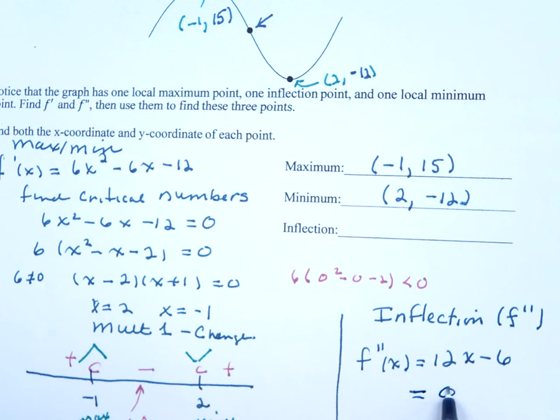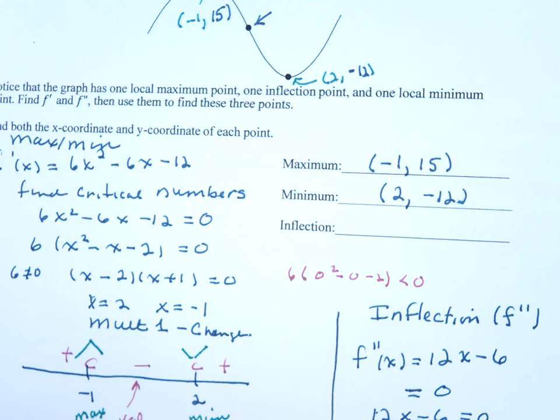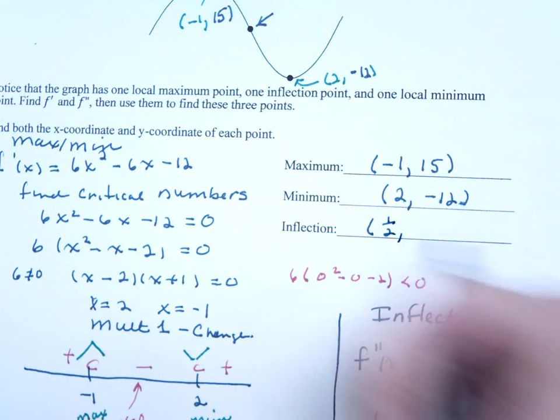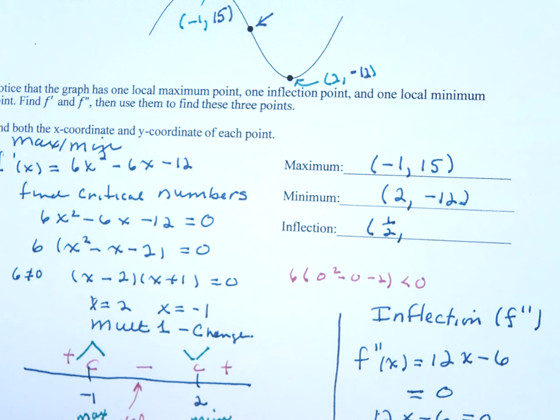And set that equal to 0 to get my critical numbers. So 12x minus 6 equals 0. 12x equals 6. x equals 6 divided by 12, or 1 divided by 2. Now that's multiplicity 1. There will be a change across 1/2 that says it is the inflection point. If you're dealing with multiplicity 1s or multiplicity odds, they are what they are, because there's a change across that 0. So the inflection point is at 1/2, something, and now you'll have to do f of 1/2.